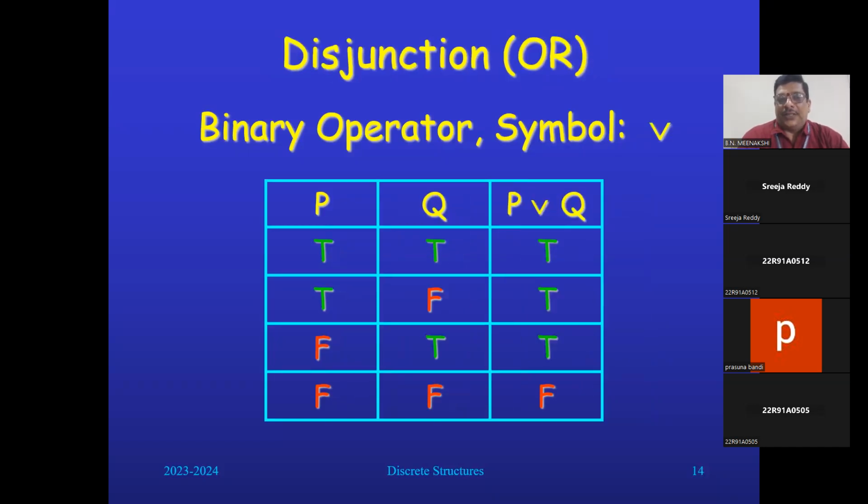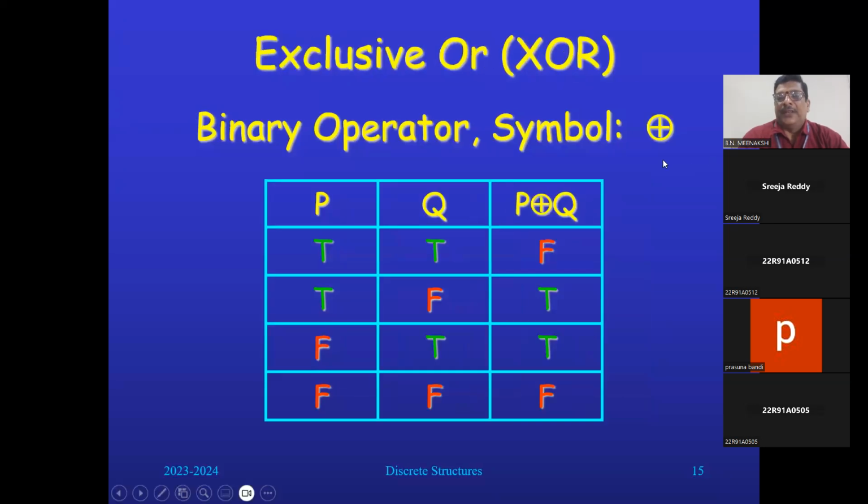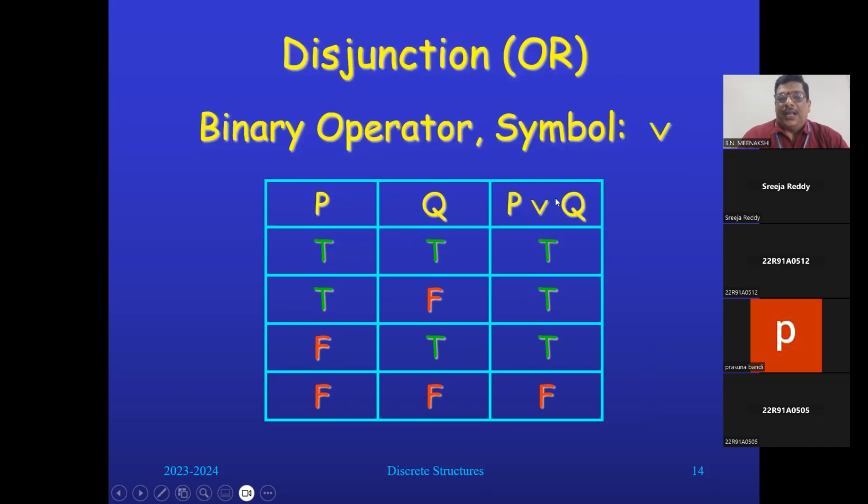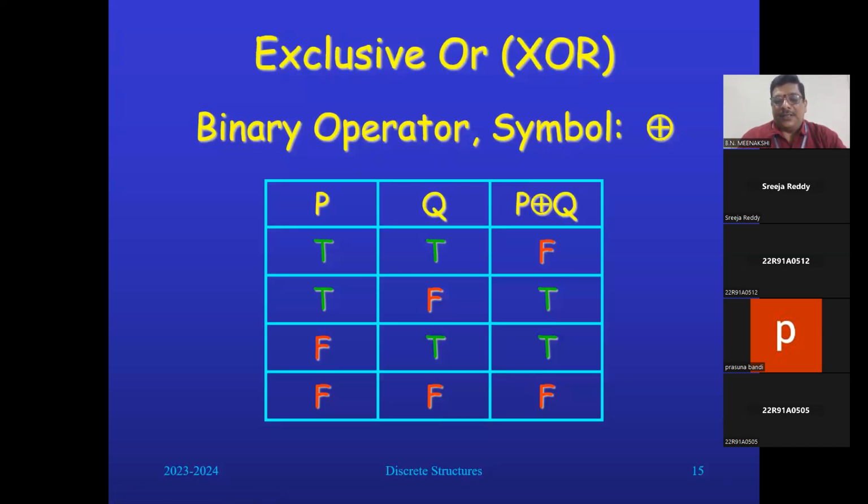Then coming to the disjunction, the disjunction is a binary operator. It is represented with the disjunction symbol. Let P and Q be two propositions. If both are false, the result will be false. That is called a disjunction. It is represented as P union Q: true or true is true, true or false is true, and false or false will be false. So the difference between conjunction and disjunction is that in conjunction, if both are true, the result will be true.